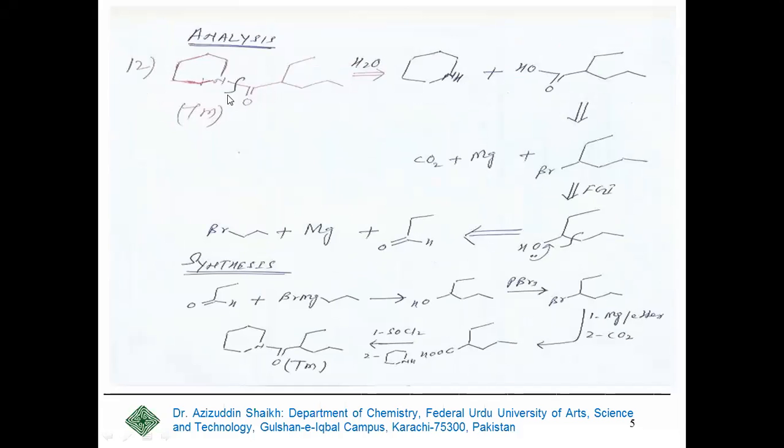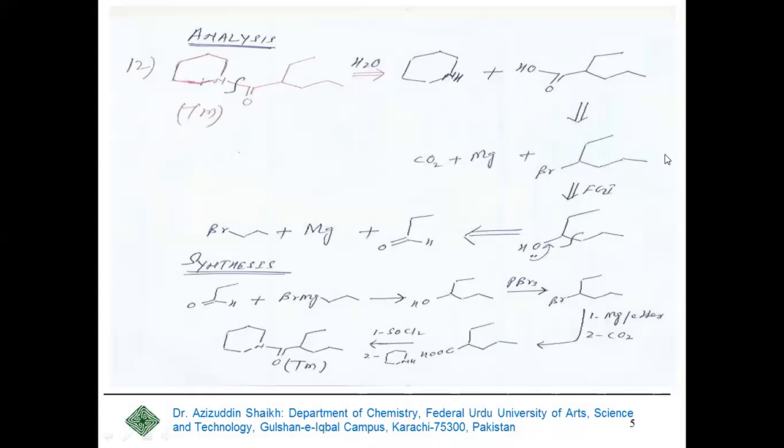Another example of a carbonyl compound, this is the analysis. This is the amide. First you will hydrolyze the amide, and in the hydrolysis, it is converted into amine and carboxylic acid. This is the derivative of carboxylic acid, amine and carboxylic acid. Then the carboxylic acid is further disconnected into alkyl halide, magnesium and carbon dioxide.